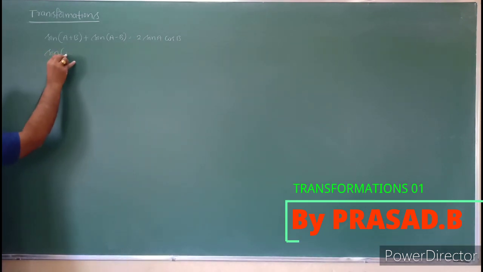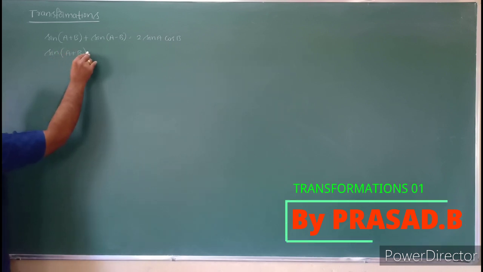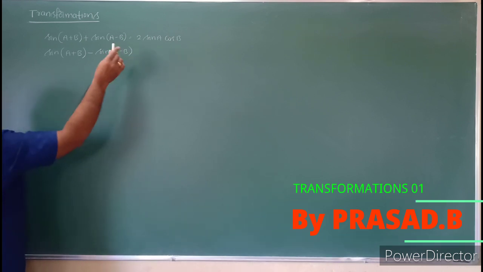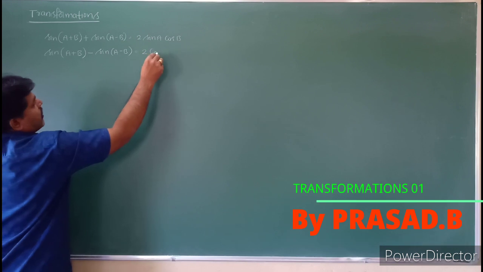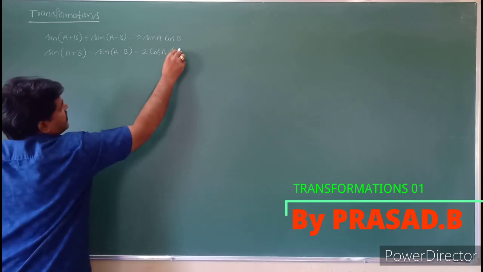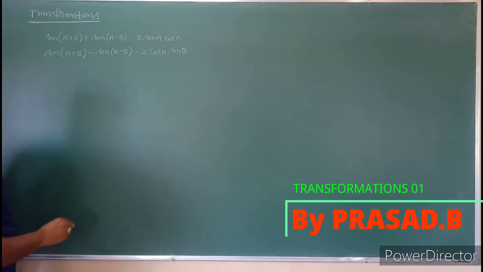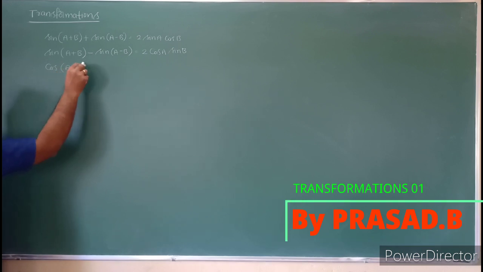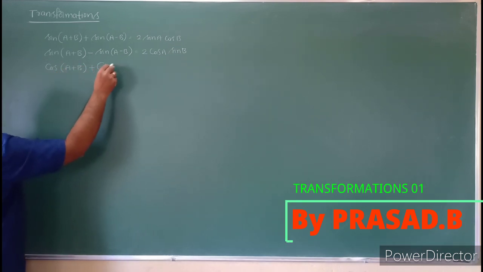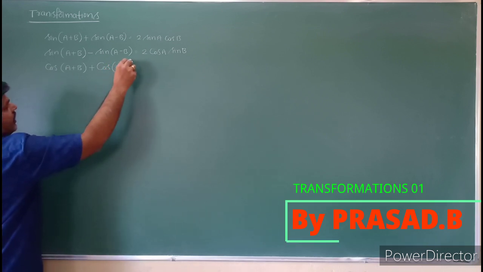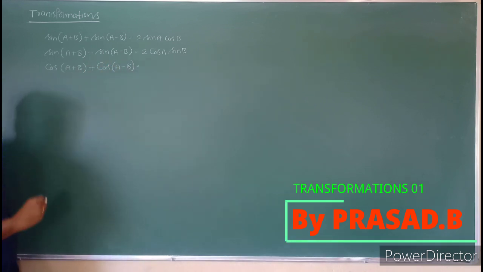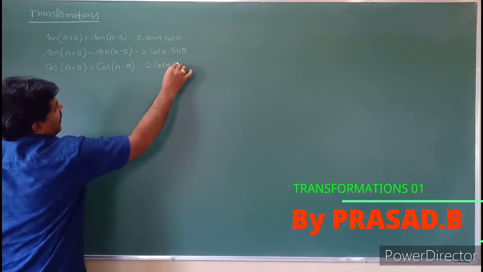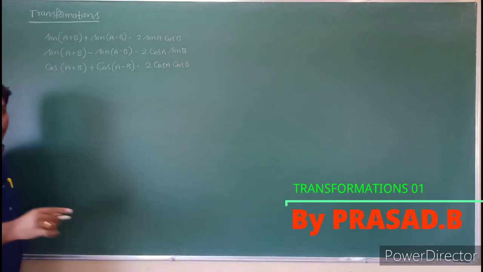Similarly, sin(a+b) - sin(a-b) is equal to 2 cos a sin b. And also cos(a+b) + cos(a-b) is equal to 2 cos a cos b.